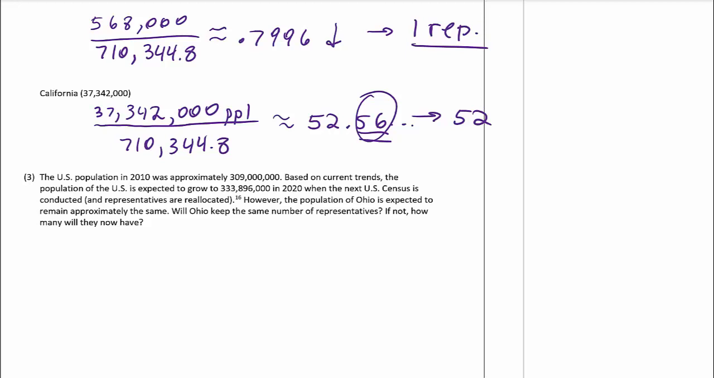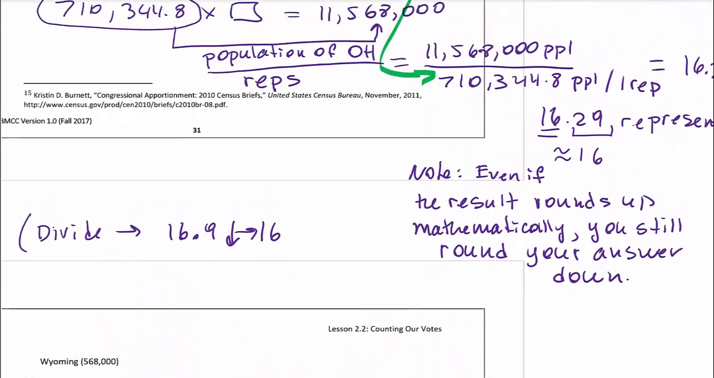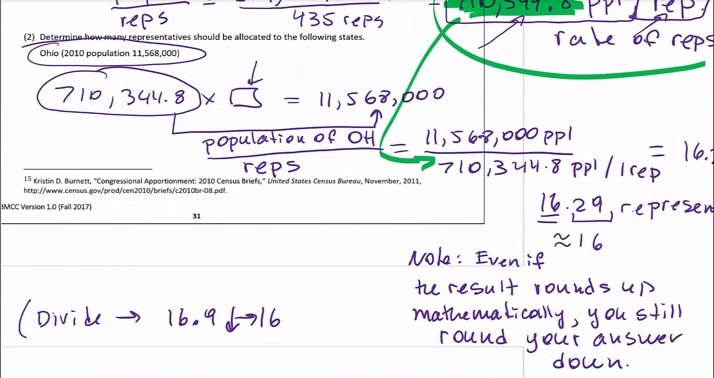Alrighty, but for now, again, we're going to use the numbers that are given in this question to answer the question. So here's what they ask us to do. If the population in 2020, we're going to assume to be 333,896,000. All right, we're going to look at Ohio. We assume that the population remained the same, and quite interesting that the population of Ohio did indeed not increase much.